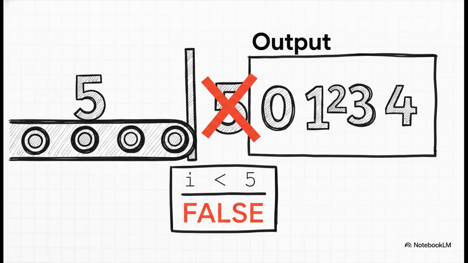So what's the final output here? Well, the code prints 0, 1, 2, 3, and 4. But wait, why doesn't it print 5? Think about it. When i is 4, the loop runs, prints 4, and then i gets bumped up to 5. Then the program checks the condition again. Is 5 less than 5? Nope, that's false. So the loop just stops right there. See? That's the predictable, controlled automation you get with a for loop.